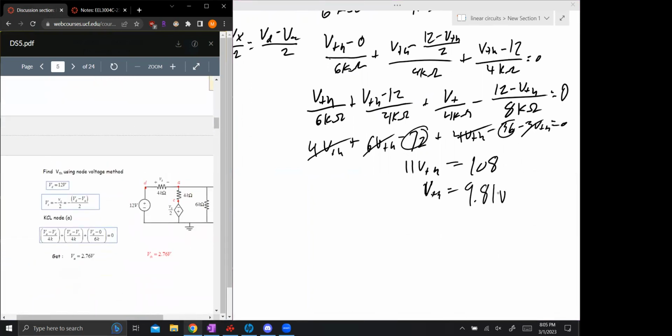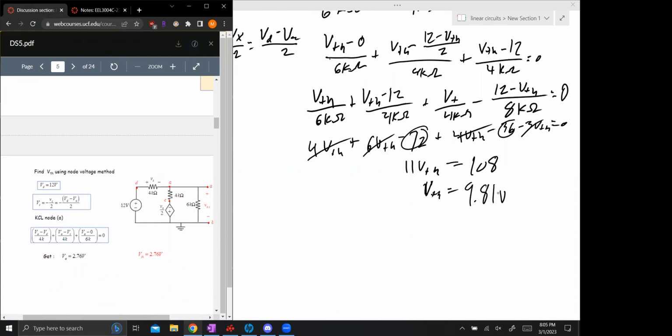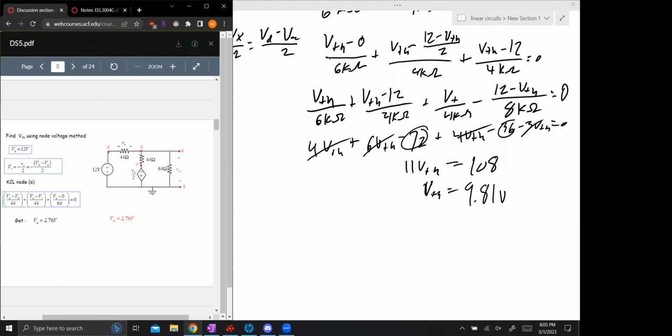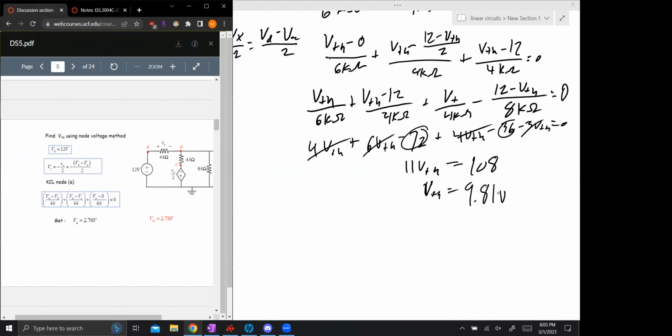Okay, what did she do? I'm still in the midst of working on mine. I hate how she'll say VD is 12, VC is that, node A is this, and you get this. What? Where's the math? This doesn't help me.